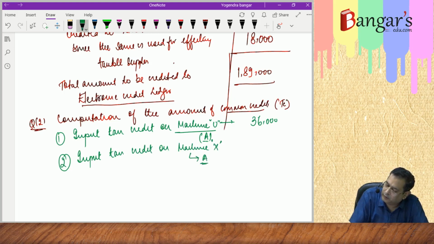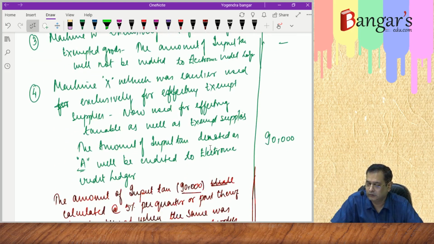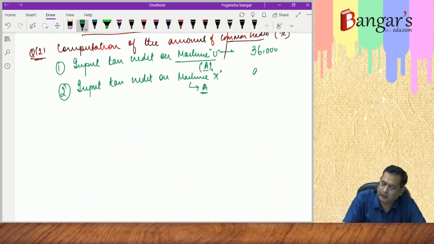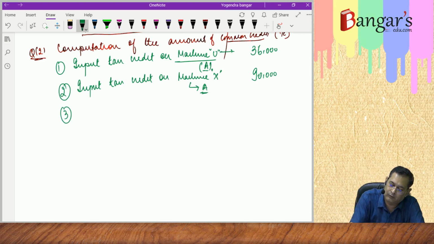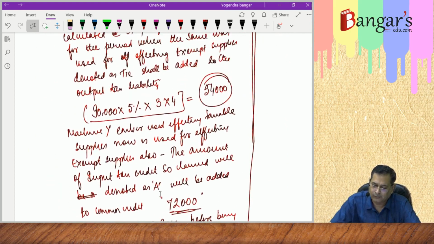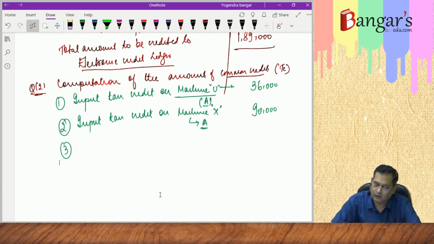Whatever the input tax credit as per the invoice, machine X, 90,000 rupees, that will come under the ambit of common credit. Earlier it was 90,000 minus 54,000. Now it is the entire amount of input tax so claimed. Then after machine X, it is machine Y, that will also come under the ambit of common credit.